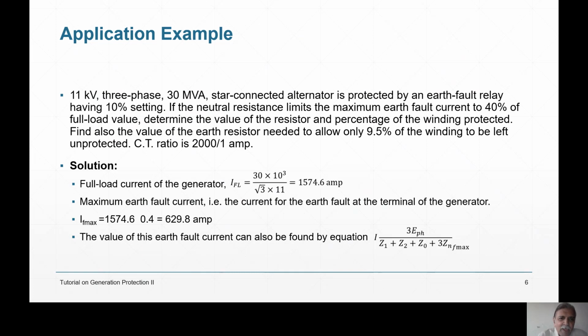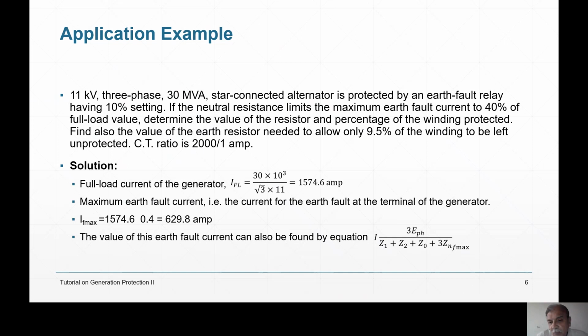So we are finding what is full load current: 30 MVA into 10 raised to 3 divided by root 3 into 11, 1574.6. That is why we have considered 2000 bar 1 as CT. 2000 bar 1 or 2000 bar 5, it can be possible. Yes, 2000 bar 1 we have considered. Maximum earth fault current, that is the current for earth fault, is 1574.6 multiplied by 0.4. Once again forgotten here, 629.8.